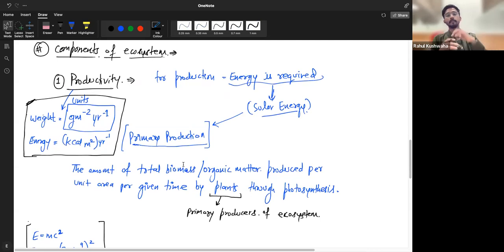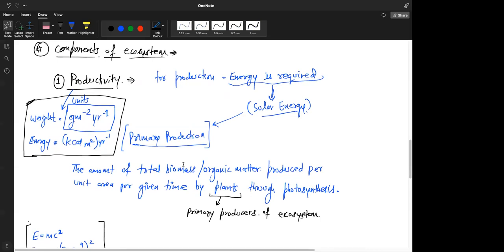Yes, so we learned about productivity. It is the amount of biomass produced per unit area over a time period by the plants through the process of photosynthesis. It can be expressed in weight or energy. For weight, it is measured in grams per meter square per year. And for energy, it is measured in kilocalories per meter square per year.